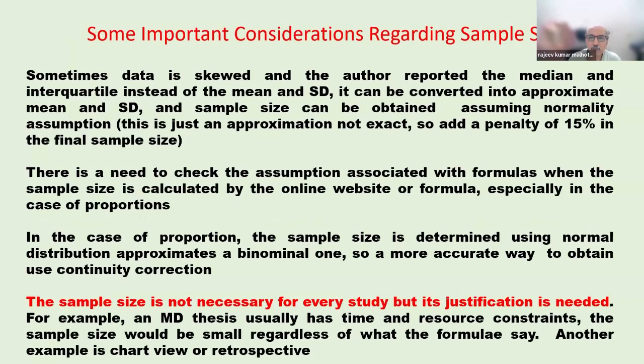Another thing is that sometimes data is skewed; I have already explained how to convert the mean into the median. There is a need to check the assumptions associated with the formula when the sample size is calculated by an online website or formula. For example, you have to check whether they are using the T distribution or the Z distribution. You also have to check whether they are taking the null hypothesis assumption equal to the alternative assumption for the proportion. So you have to check what assumptions they are using in their formula.